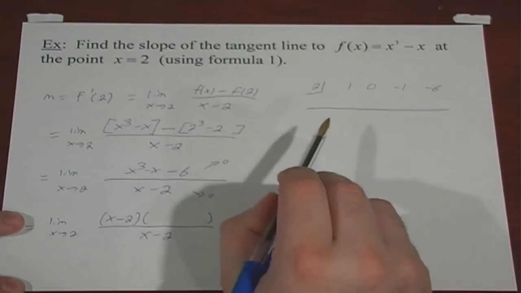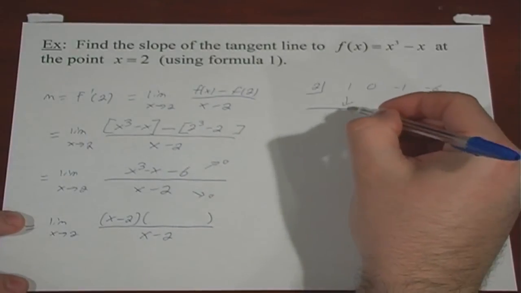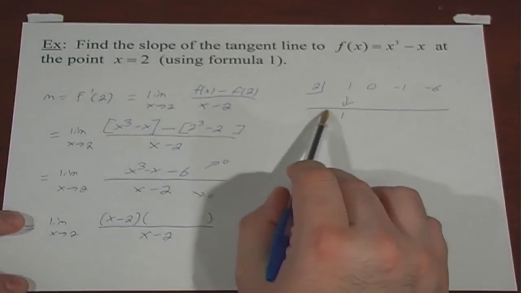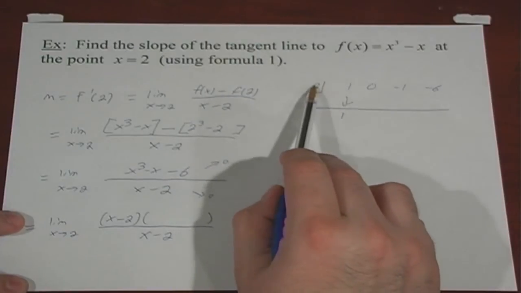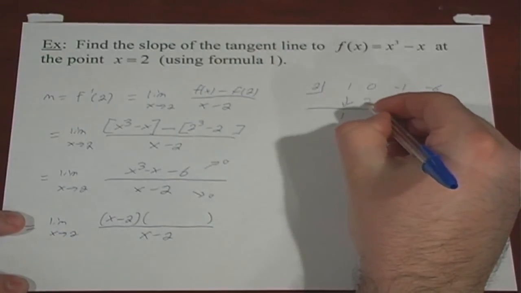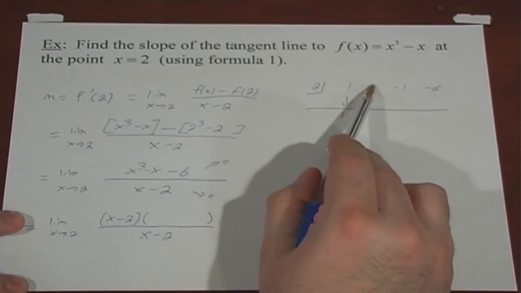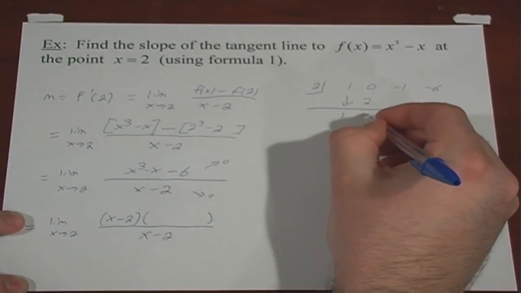X term and then constant term. Then synthetic division says you bring down the first number. Then if you have a number under the line, you multiply it with the number in the box. So 1 times 2, and that goes here. Then if you have two numbers above the line, you add them and put them below the line. So you add that and you get 2.